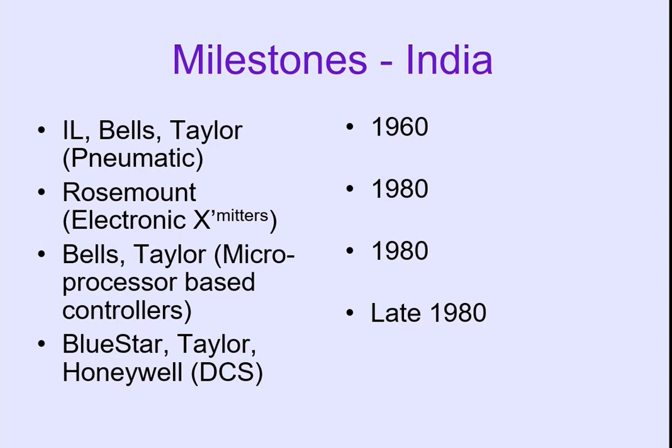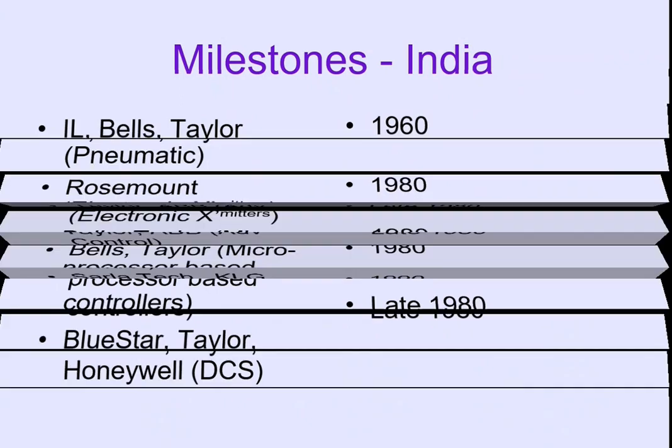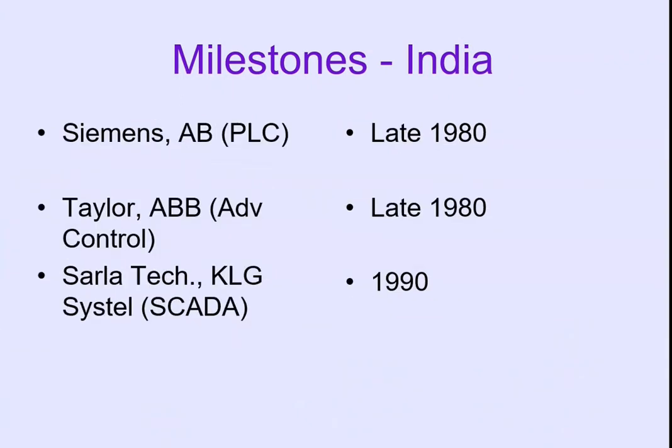DCS like Honeywell DCS PKS systems, which we generally call process knowledge systems, were developed in late 80s in India. Siemens again in late 80s, and ABB, they took up the PLC over here. Advanced controllers by ABB or Taylor in late 80s, and Serlatec, KLG SCADA systems came in the 1980s. So at that time ABB was not developing the SCADA.